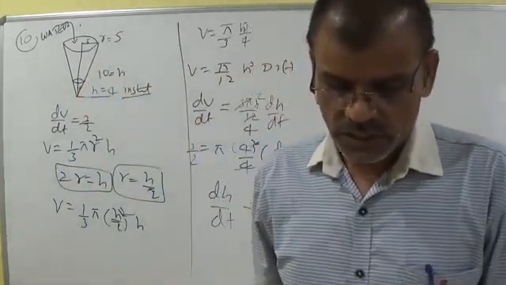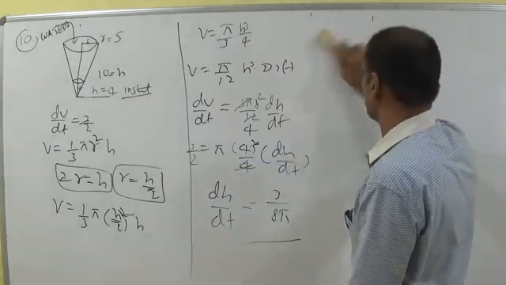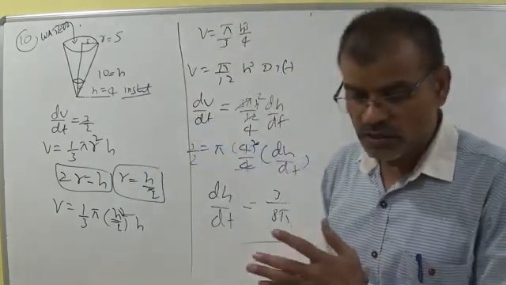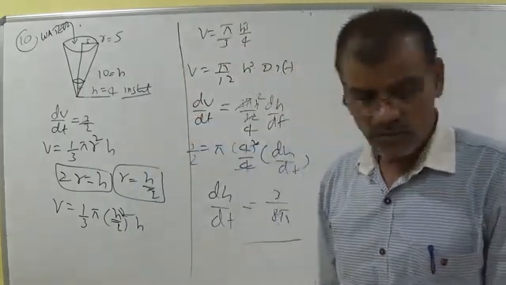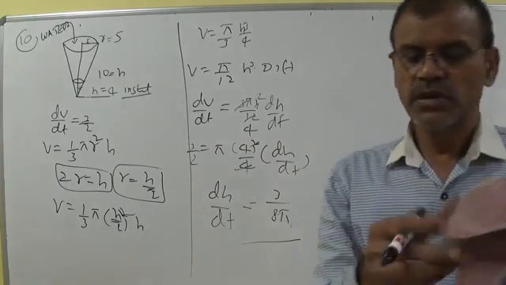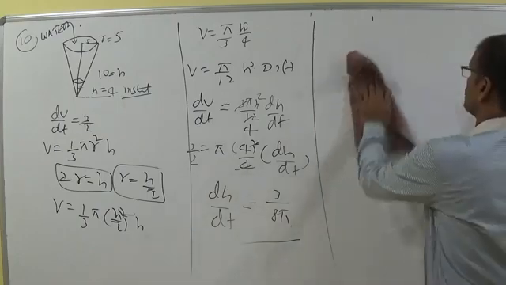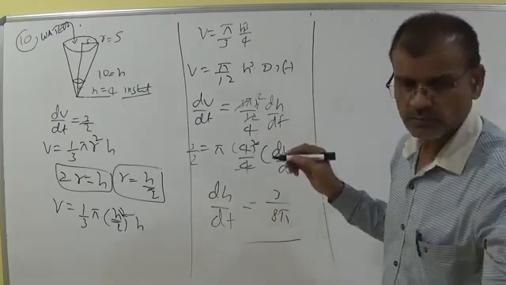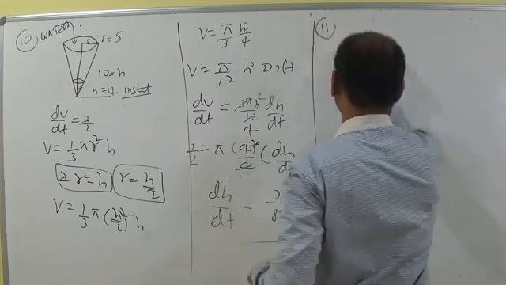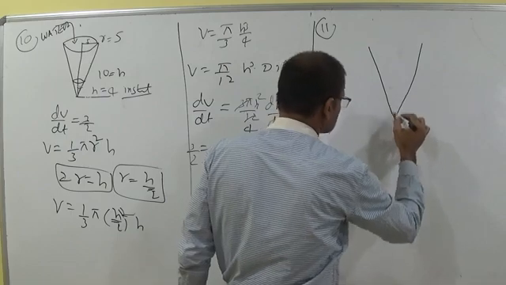Next, let us discuss the 11th sum. 11th sum. A balloon is in the shape of a cone surmounted by a hemisphere. Semisphere is wrong, it should be hemisphere. A balloon is in the shape of a cone surmounted by a hemisphere. A balloon is in the shape, 11th question. This is the balloon.